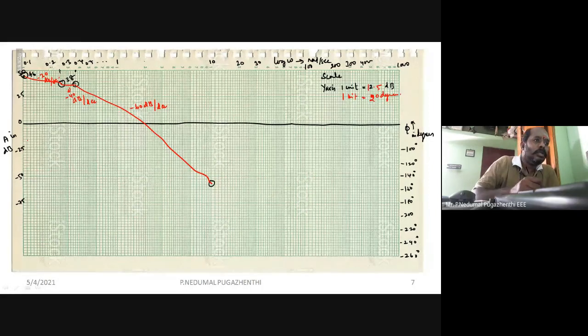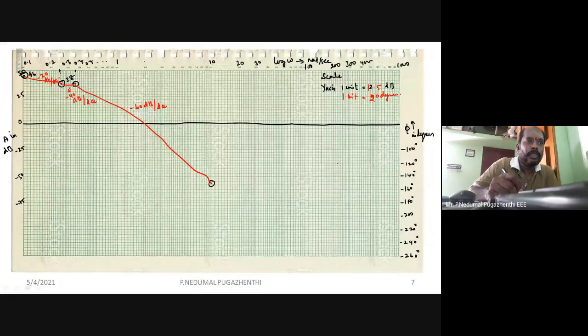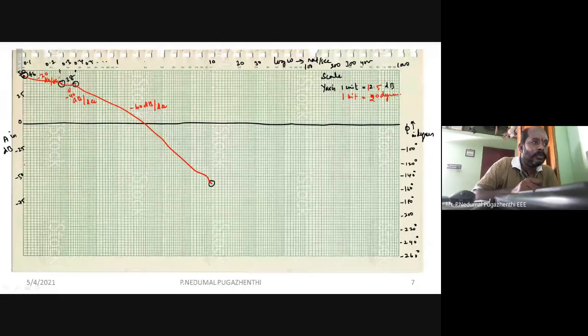So for 0.1 it is minus 129. So this is 120, 124, 128, 129. So this is the first point.